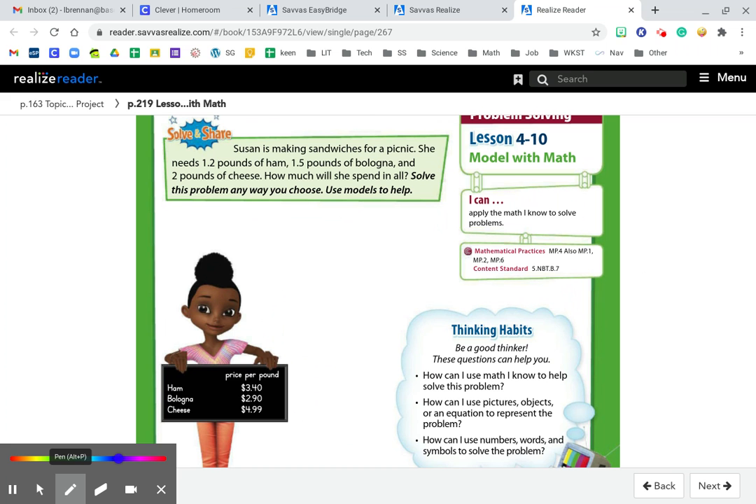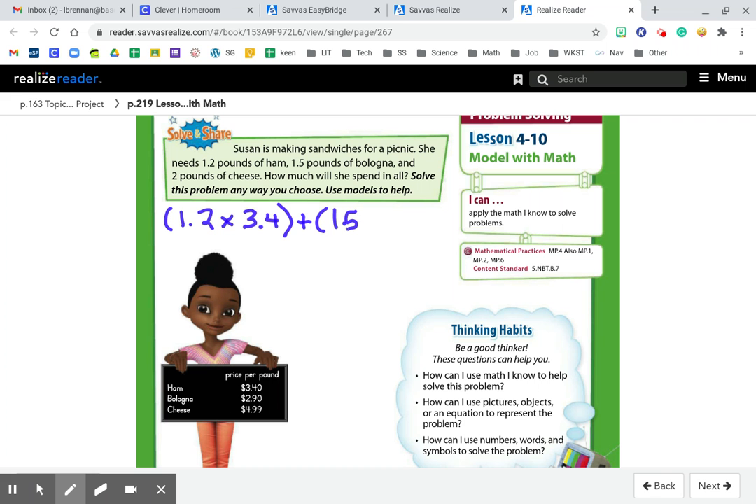The first thing I'm going to do is make an equation so I can get my thoughts together. So she needs 1.2 pounds of ham, and ham costs $3.40. And she needs 1.5 pounds of bologna, and bologna is $2.09. And I'm leaving off the zero there because it's a decimal and it won't change the value. And the third thing is she needs 2 pounds of cheese, and that costs $4.99. So when I add that all together, she'll get the total cost.